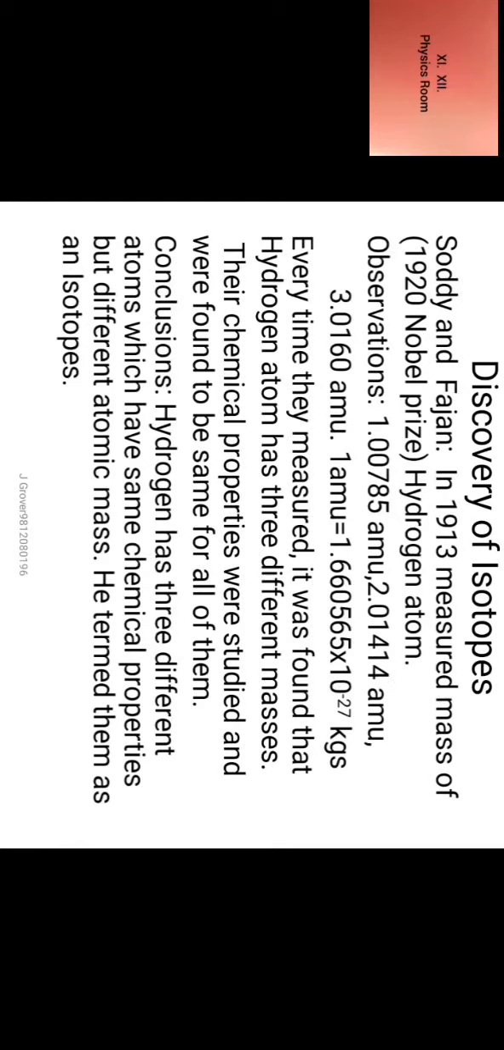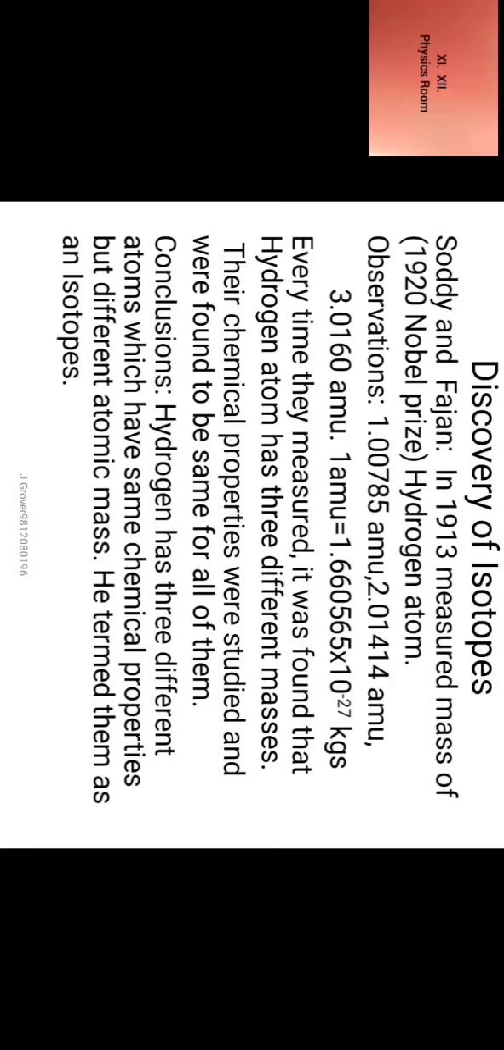Today we take up discovery of isotopes. Continuing with scientific method, we take up discovery of isotopes and neutrons as well. Now first we take up discovery of isotopes.